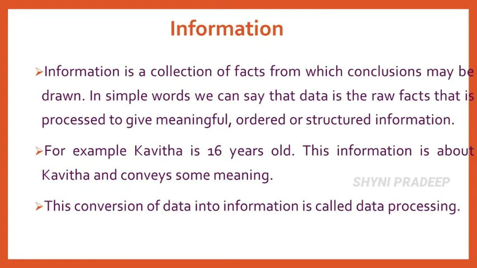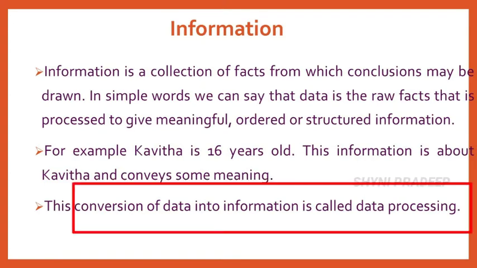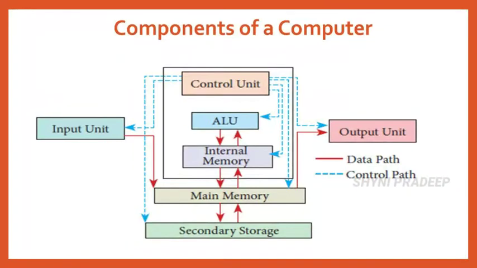Okay. So, what do you mean by data processing? The conversion of data into information is called data processing. Okay. And next let us see components of computer. The computer is the combination of hardware and software.